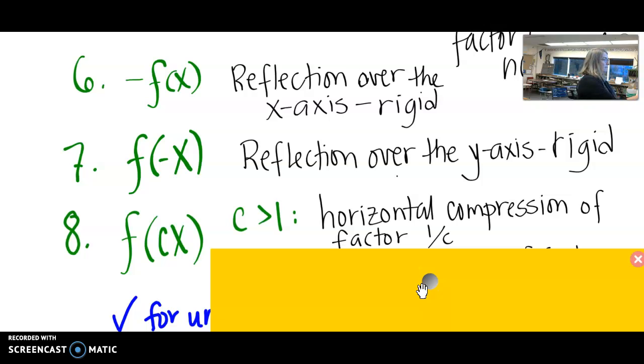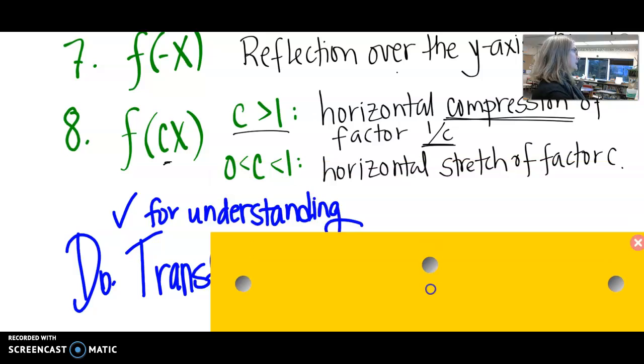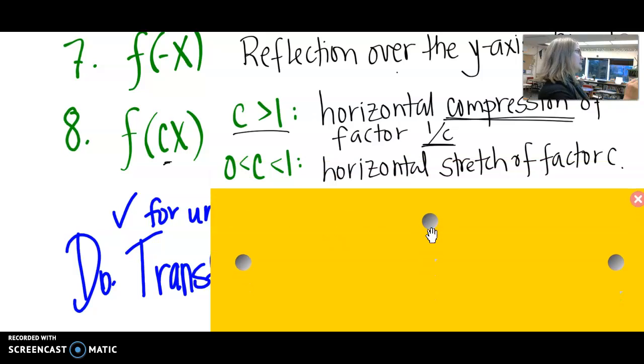But if you multiply by a number on the inside of the parentheses, it's going to have a horizontal compression or stretch. If c is greater than 1, the bigger the number, the more of a horizontal compression you're going to have. Everything inside, all the horizontal stuff, always seems like the opposite of what it should be. It's going to have a horizontal compression of factor 1 over c, and that's if c is a number greater than 1.